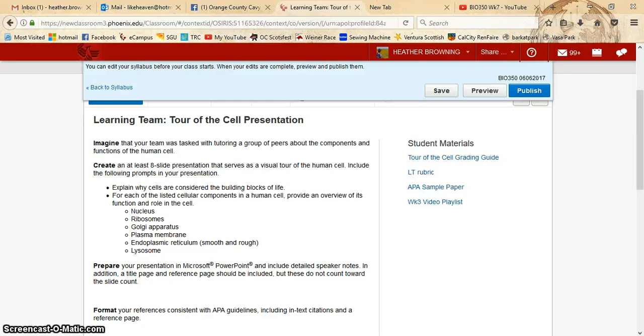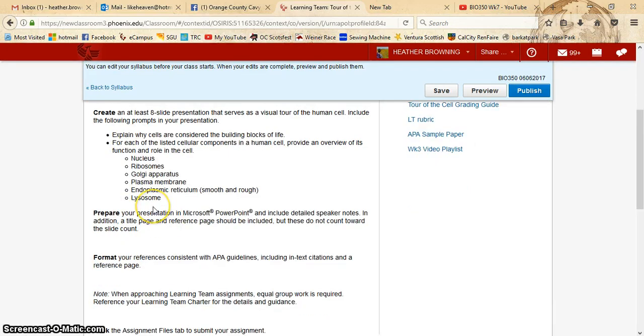In week 2, I'd like everyone to kind of figure out what parts they want, and then week 3 starting to put it together. So we're going to do a tutoring group of peers about components and functions of the human cell. You're going to have at least 8 slides. I would probably do 9, because one for the title page, one for the reference page, give or take. And we'll go through the parts, I think, more when we do the rubric.